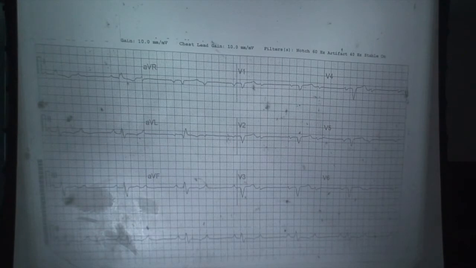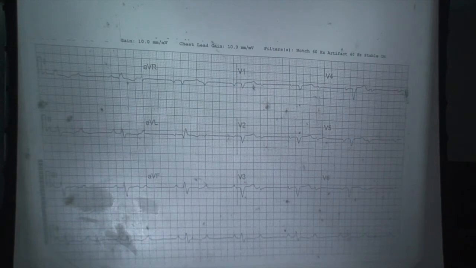So it looks like you've got P's with no following QRS complexes. Looks like. All of them? No. Yeah, some of the P's are conducted and some are not. Right, so what do we call that?